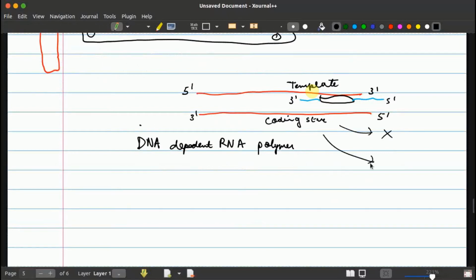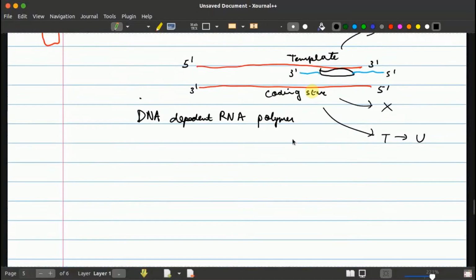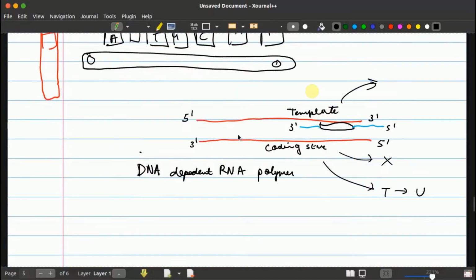Questions that can come: from the coding strand, how can you find the RNA? You just replace T with U. From the template strand, how can you make RNA? You will have to do the reverse complement and then flip T with U. Does it make sense? Yeah. Because it's the same concept as DNA, a reverse complement will be made, but this time it's RNA, so you have to replace T with U. Cool. So that is the entire concept of transcription.